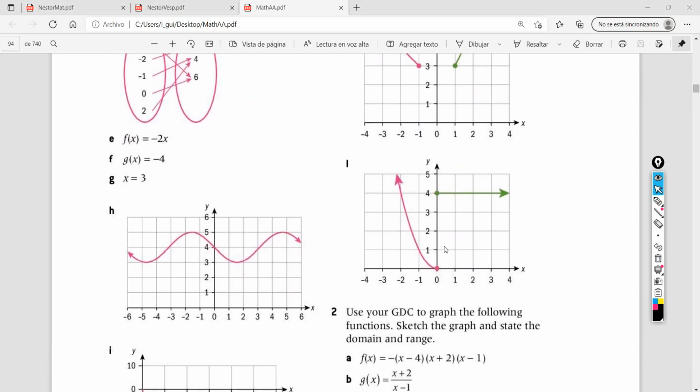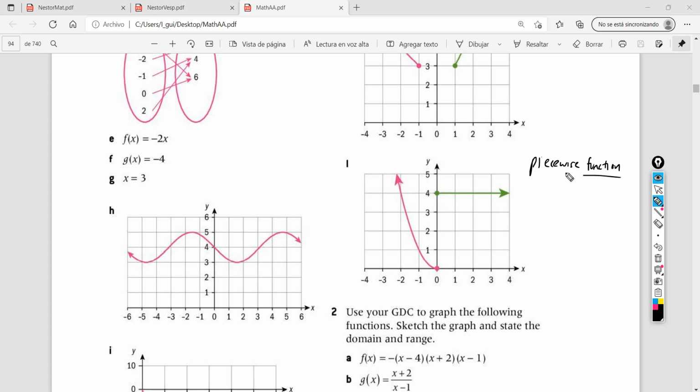What about this one? We have another piecewise function. What is a piecewise function? It's a function that has different behaviors over different parts of the domain. From minus infinity to 0, it behaves like a parabola, and from 0 to plus infinity, it behaves like a horizontal straight line. So it's a piecewise function.